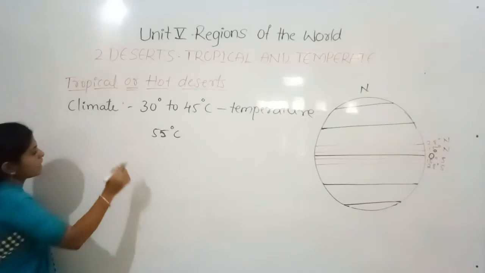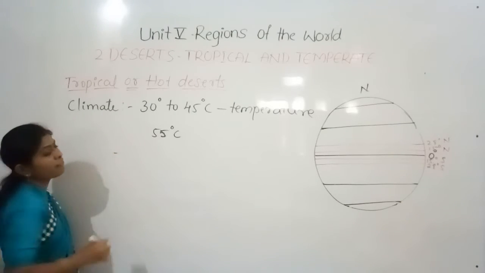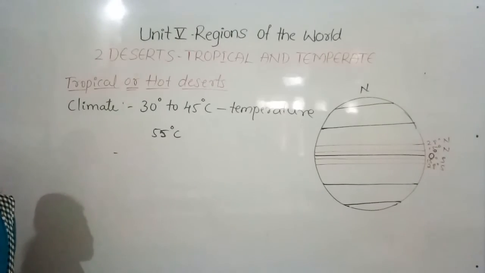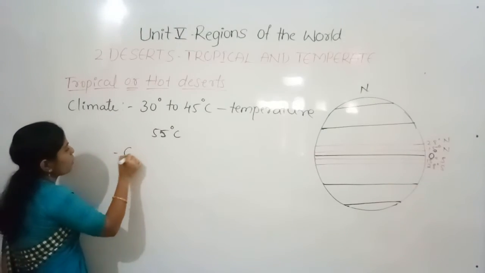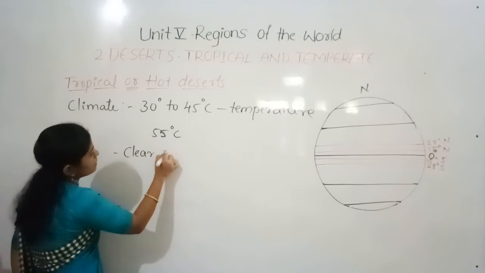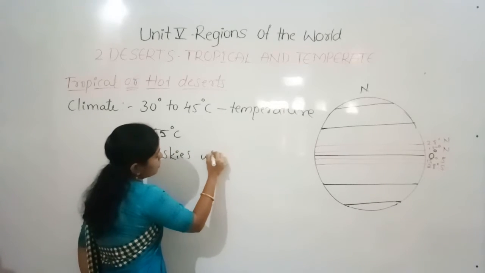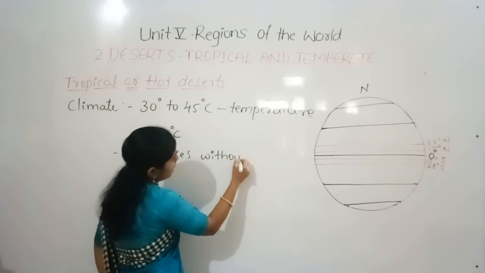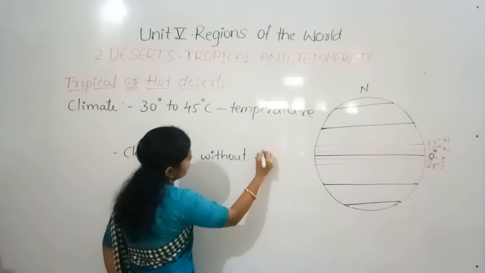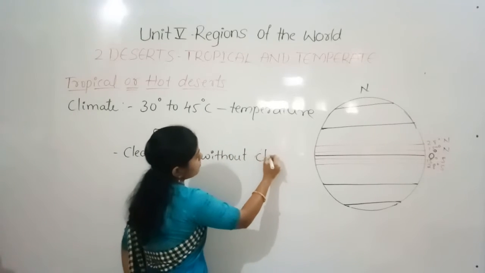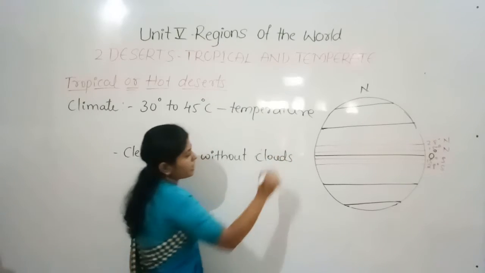And we can even see the sky clear, without clouds. So we can observe clear skies without clouds. Can you think why the skies are there without clouds? Can you say why?